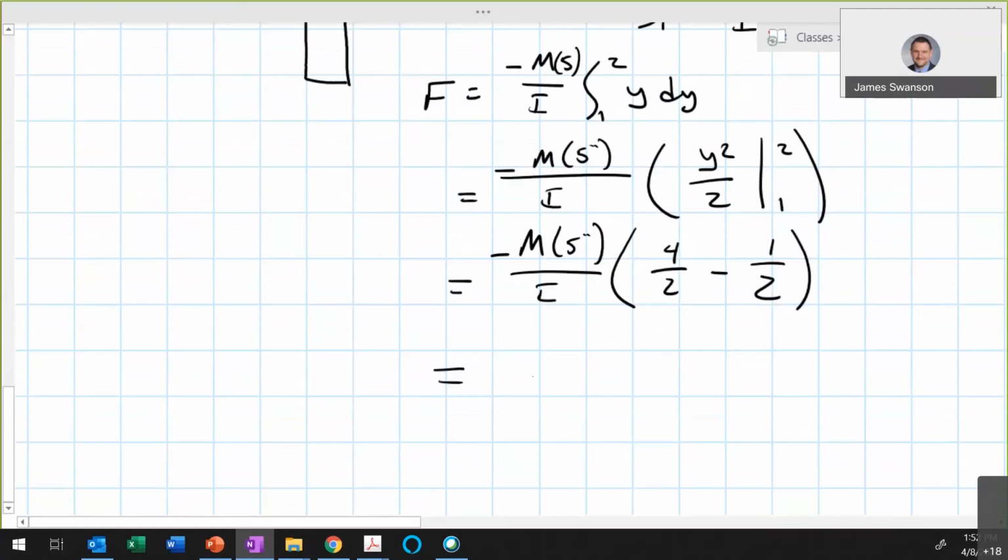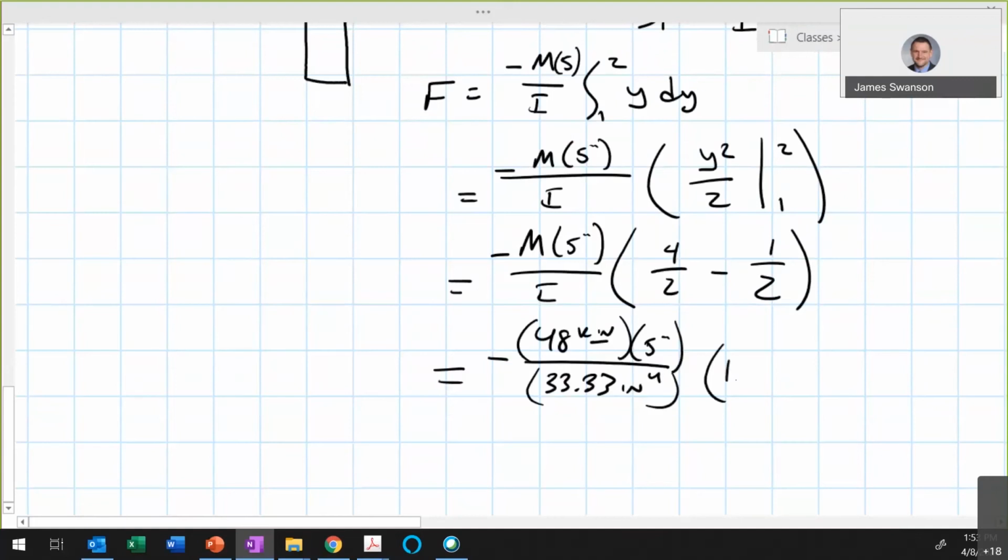And now if we plug in, we end up with minus 48 kip inches divided by 33.33 inches fourth, substituting in, times 5 inches. And then here we end up with 1.5. And it works out that we get minus 10.8 kips. So you can figure out what the force is that's carried by that flange.